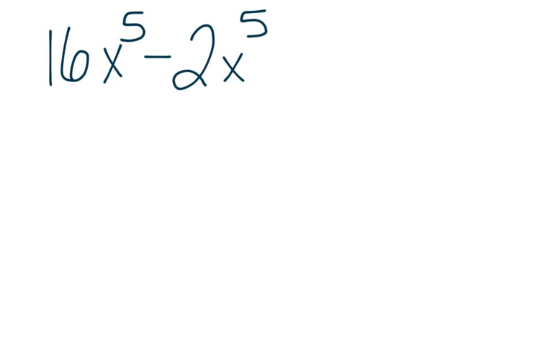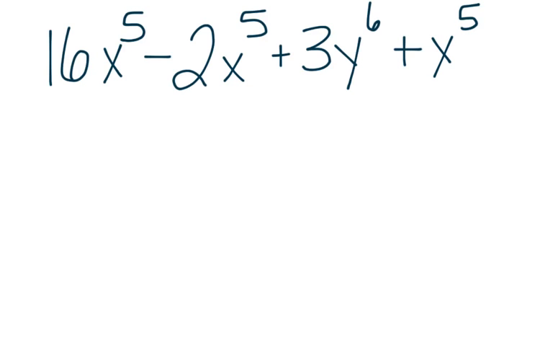Number 9 says 16x to the 5th minus 2x to the 5th plus 3y to the power of 6 plus x to the power of 5. And I'm sorry, I think I read those as x to the 5th. It's x to the power of 5 minus 2x to the power of 5. All right, we have 16x to the power of 5 minus 2x to the power of 5 plus 3y to the power of 6 plus x to the power of 5.